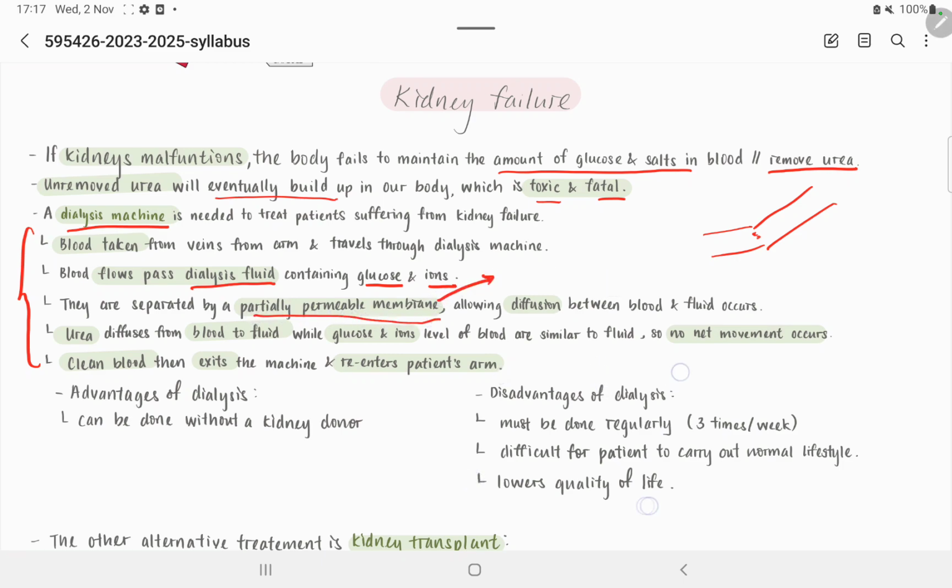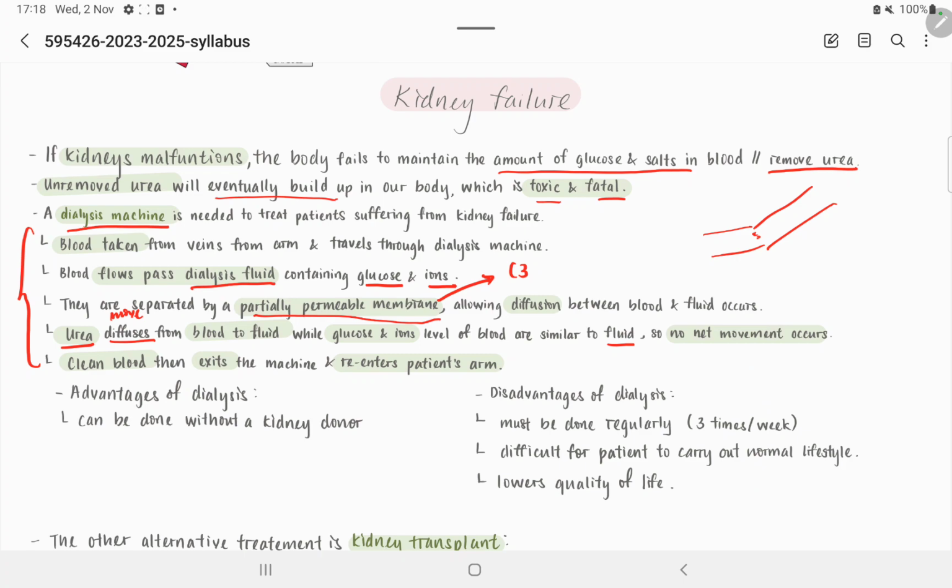This you can relate to chapter 3, diffusion between blood and fluid. Urea will move, but in the exam we use the word diffuse, from the blood to the dialysis fluid. While for glucose and other ions, since the level of glucose and ions in the blood is similar to the fluid, no net movement occurs.